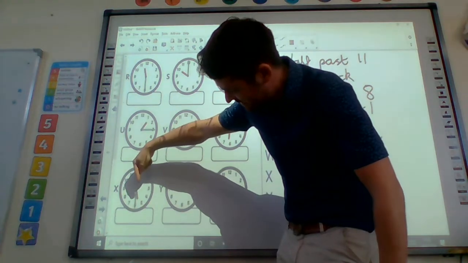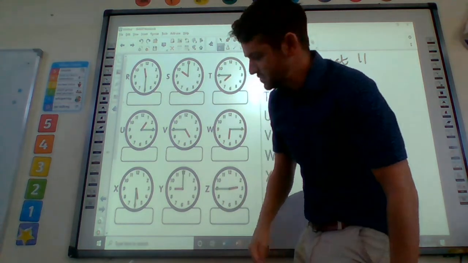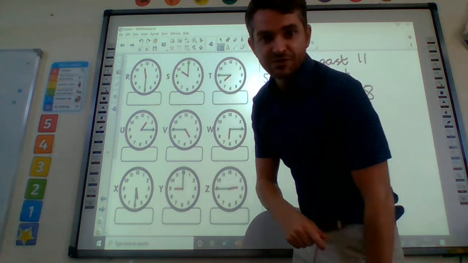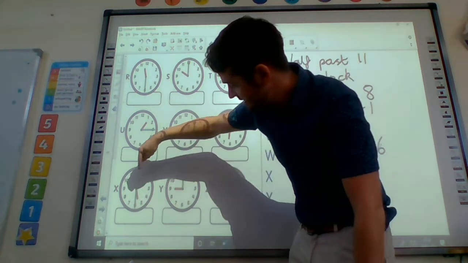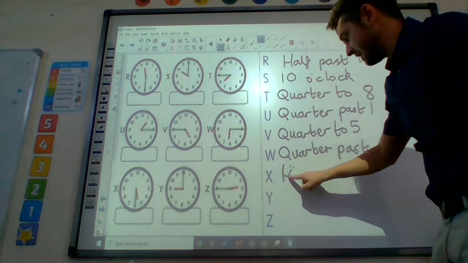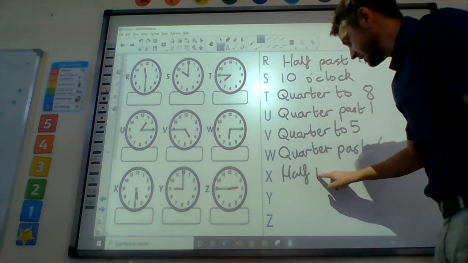Look at that hour hand. It is pointing straight between the 5 and the 6. So I think it's probably half past 5, but I'm going to look at the minute hand. Yeah, the minute hand has travelled halfway round. So we've got half past 5.